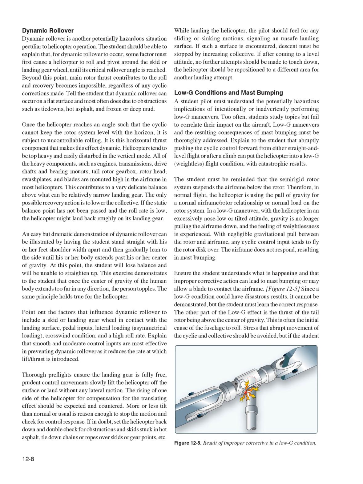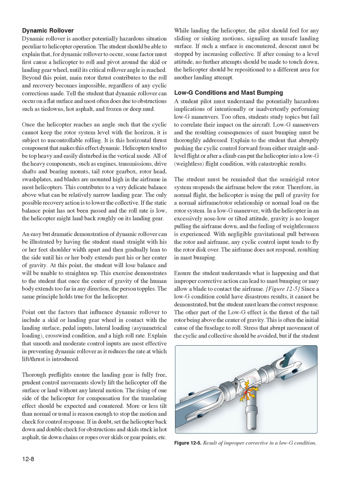Ensure the student understands what is happening and that improper corrective action can lead to mast bumping or may allow a blade to contact the airframe. Figure 12.5. Since a low G condition could have disastrous results, it cannot be demonstrated, but the student must learn the correct response. The other part of the low G effect is the thrust of the tail rotor being above the center of gravity. This is often the initial cause of the fuselage to roll.